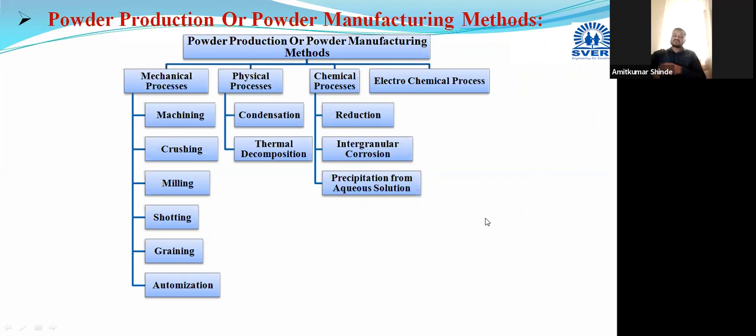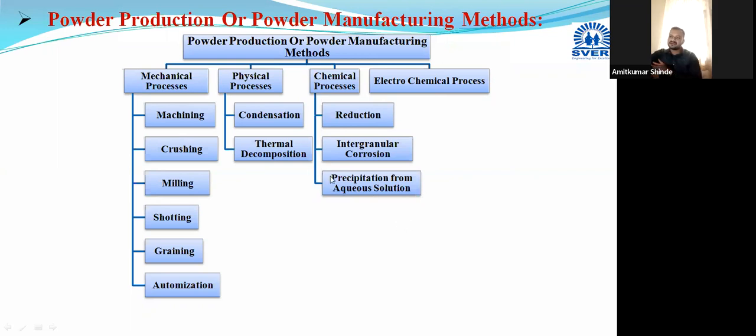Suppose we want to manufacture tin powder, that is Sn powder. Then we add zinc to its compound, like stannous chloride. When we add zinc, it will displace the tin. So with the help of precipitation from aqueous solution, different powders such as copper powder, silver powder, or tin powder can be obtained from their respective aqueous solutions by adding a less noble metal.